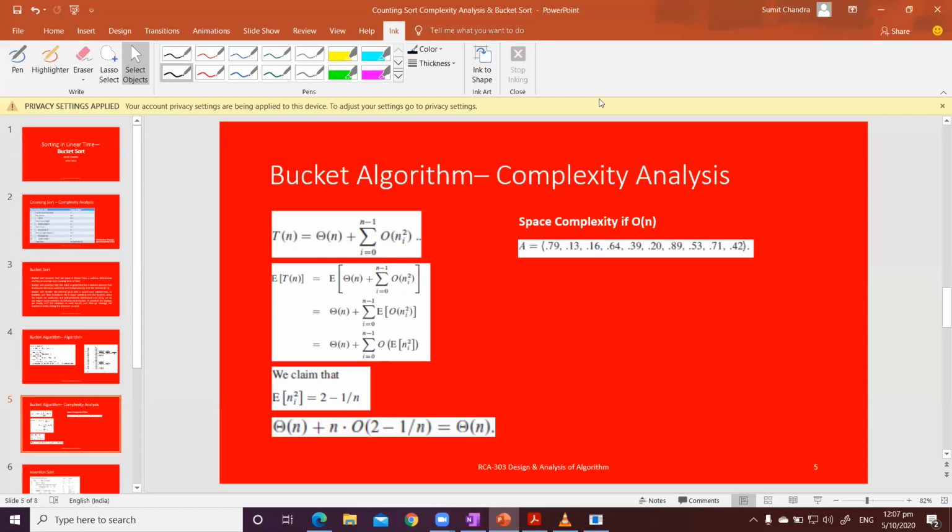See, once again, I am telling you, n_i square. Why? Because n number of linked lists are there. So for n1, n1 square is the worst case complexity. For n2, n2 square is the complexity, and the total number of buckets is n minus 1. So this formula is there. Now to calculate this, we take expectation. When you take expectation, this formula is expanded like this. So this is very important. The value of E of n_i square is 2 minus 1 by n. So when we put 2 minus 1 by n here, and it is running n times, n into 2 minus 1 by n will be equal to theta of n. Clear? And space complexity is order of n. I hope this is clear now.